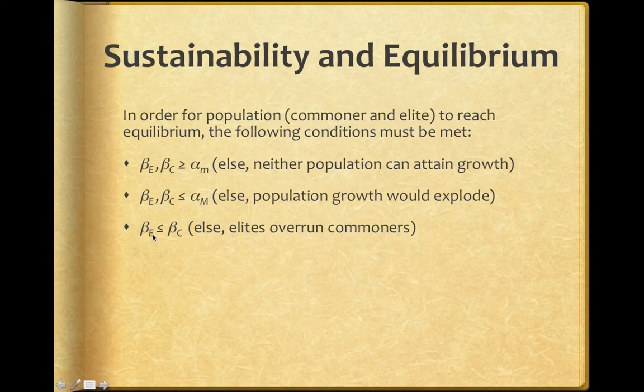Then another condition is that the birth rate of the elites needs to be less than or equal to the birth rate of commoners. Otherwise, the elites would overrun the commoners, and because the commoners are the ones producing the wealth, the system would collapse. So this condition needs to be met.